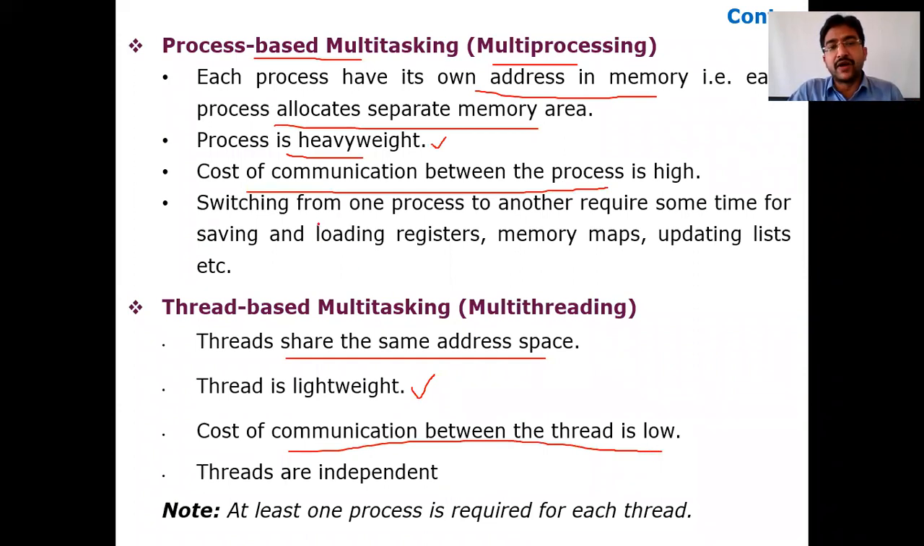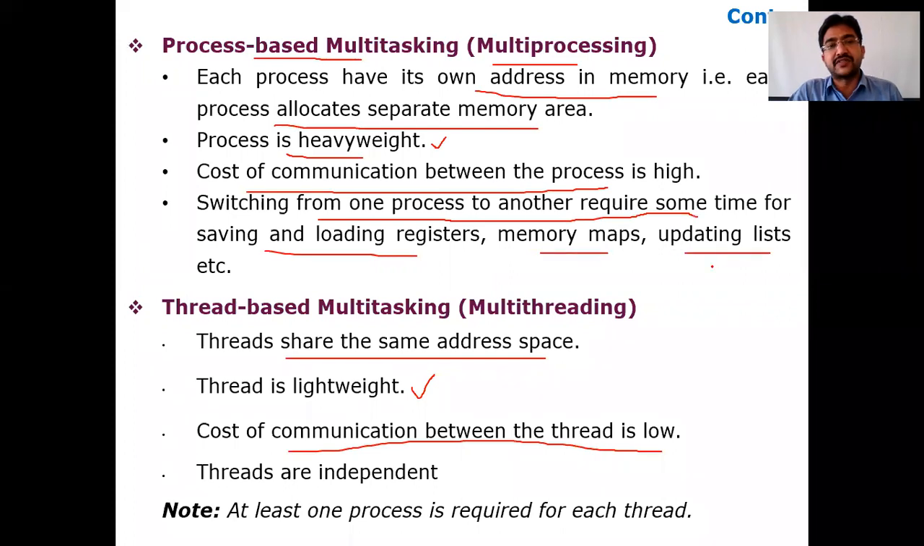Switching from one process, meaning one program, to another requires some time for saving and loading the registers, memory maps, and updating lists. Because of this, the cost is very high, because I'm moving from Notepad to command prompt. When moving from Notepad to command prompt, I need to save some program in the Notepad. Again, moving from command prompt to visiting the website, I need to go there.